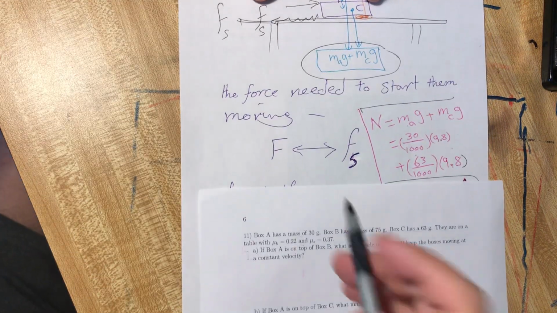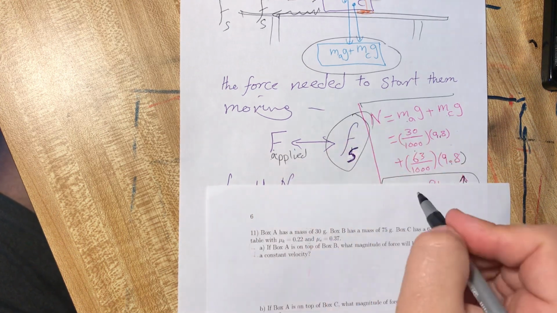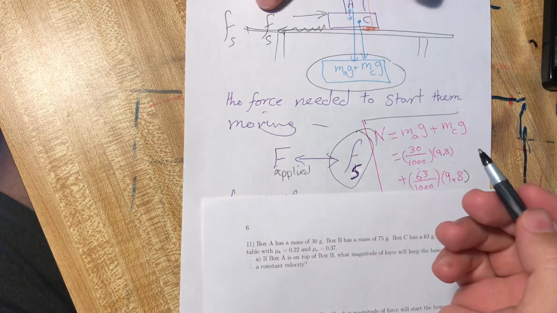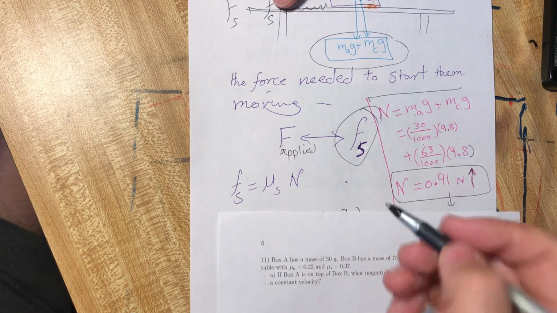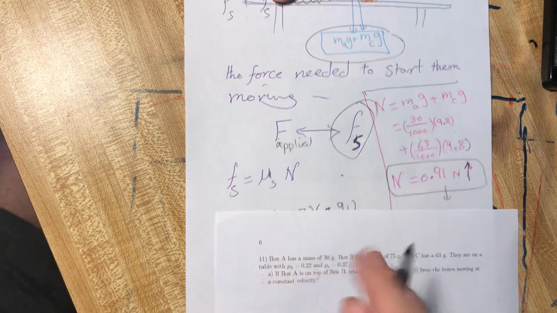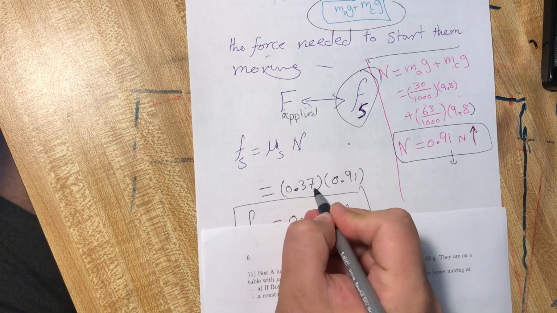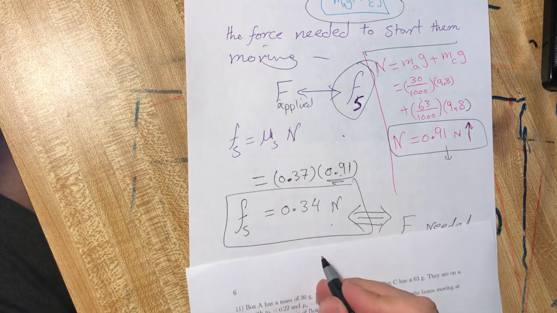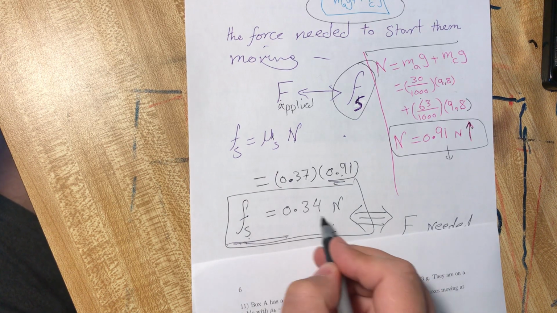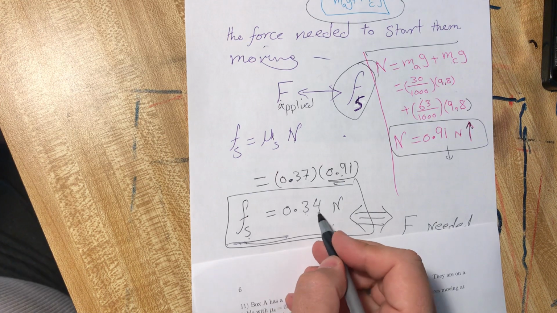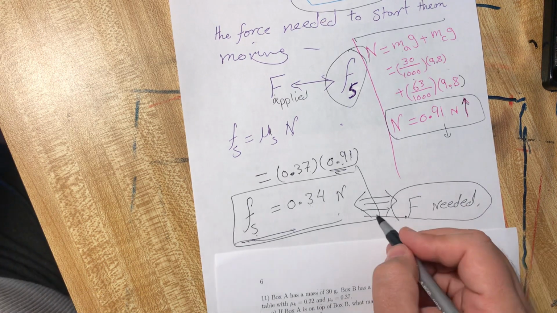Okay, we need the applied force to be the same as the stationary friction force but in the opposite direction, because the friction force is always in the opposite direction of our movement, and the friction force is equal to mu s multiplied by the normal force. Mu s is 0.37 multiplied by the normal force, and that stationary friction force will be equal to 0.34 newtons, which is the force needed but in the opposite direction.